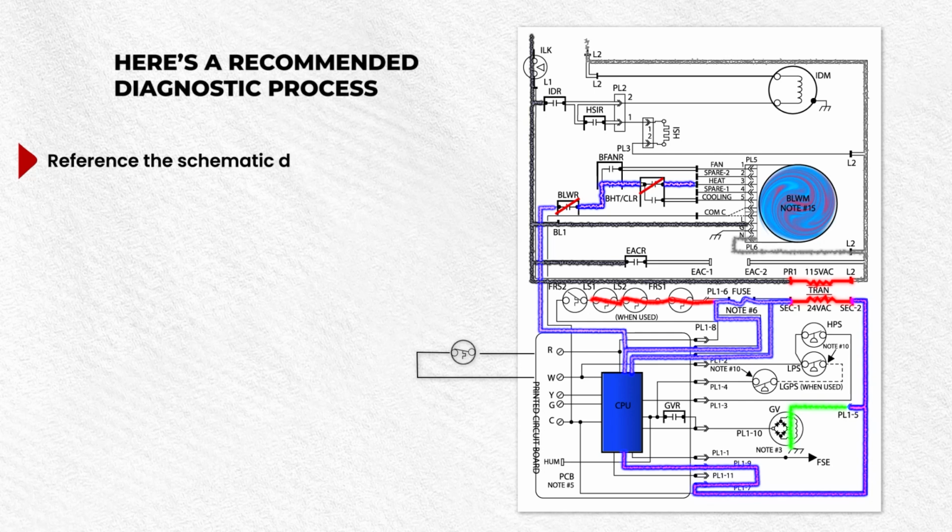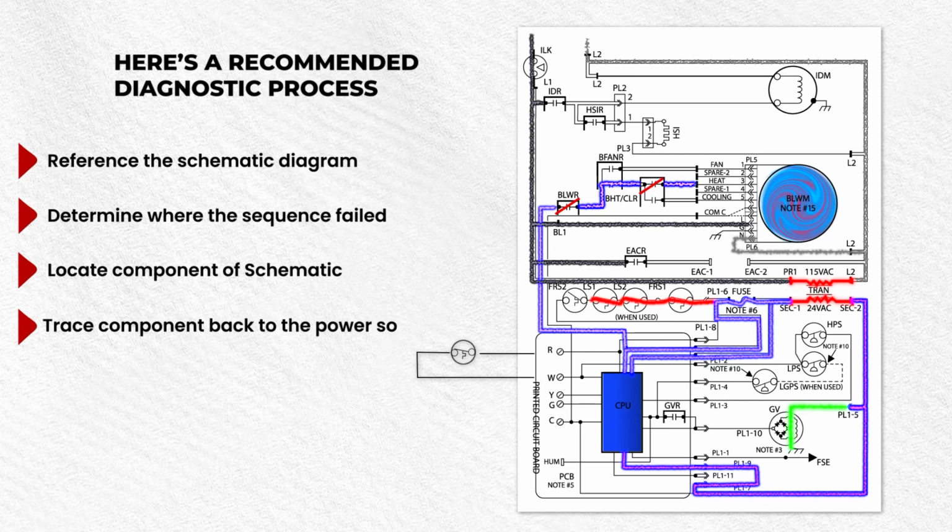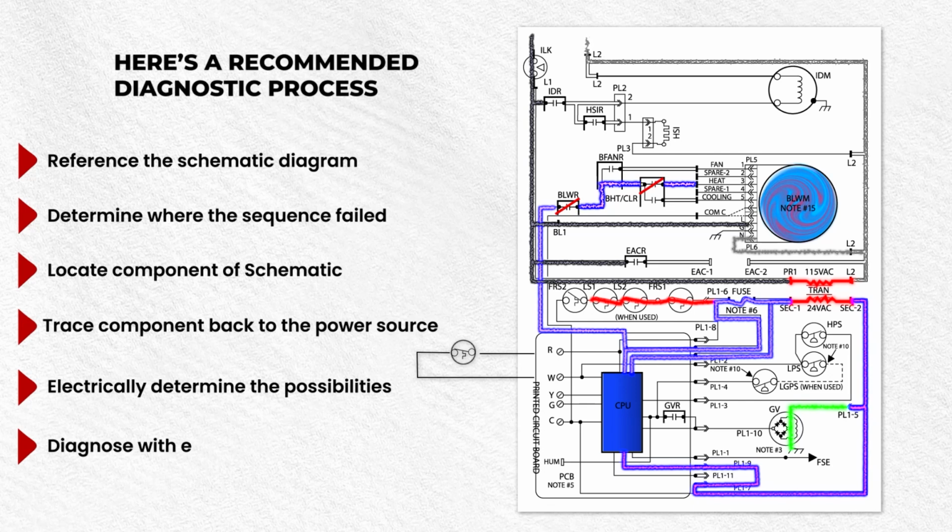Always reference the schematic diagram for electrical troubleshooting. Determine where the component sequence of operation failed. Locate the component on the schematic. Trace the component back to the power source. Electrically determine the possibilities. Determine the root cause of failure with an electrical meter.